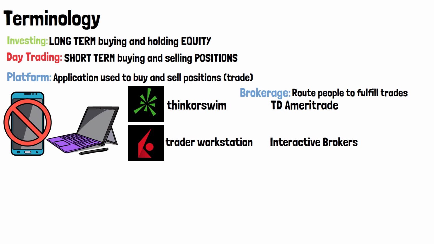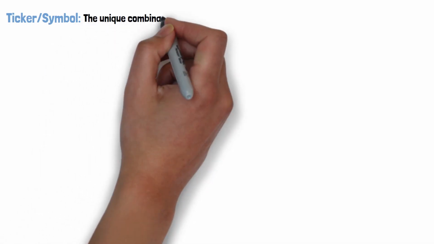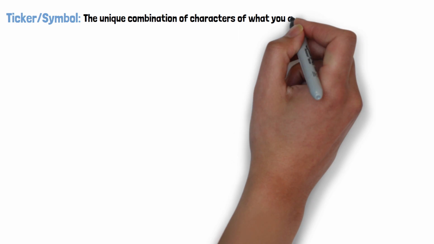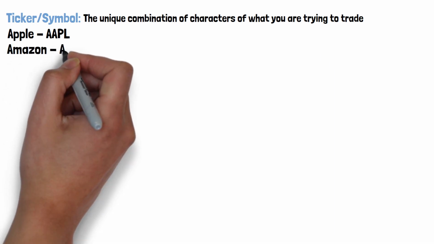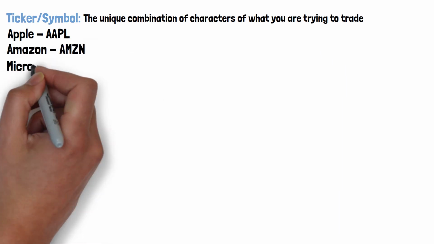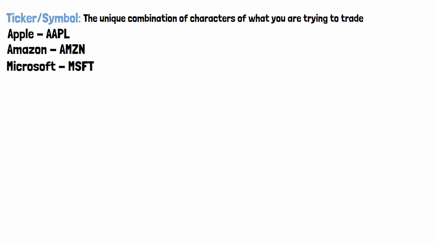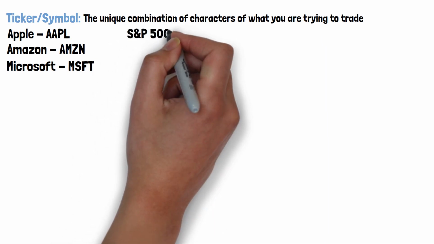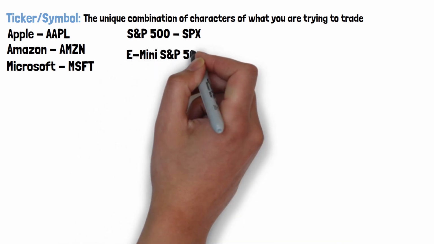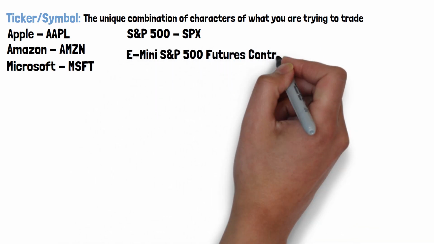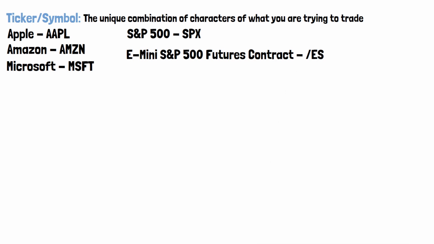Now when you're in the platform, you will be able to input a ticker or symbol to trade. A ticker or symbol is the unique combination of characters of the things you are trying to trade. Some examples include Apple, which has the ticker symbol AAPL. Amazon has AMZN. Microsoft has MSFT. Some non-obvious ones might include the S&P 500, which has the ticker symbol SPX, and the E-mini S&P 500 futures contract, which has the ticker symbol /ES.